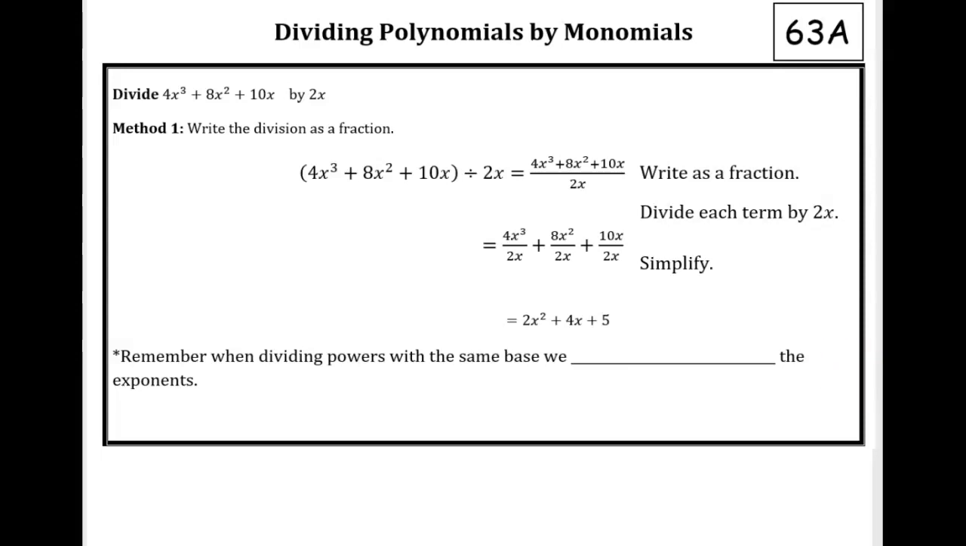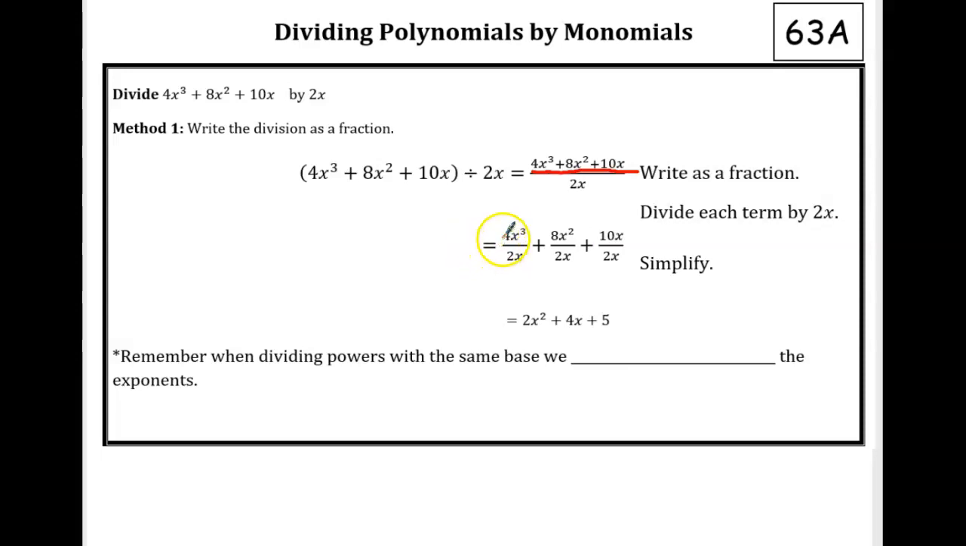All right, so we're going to start out. If we take 4x to the third plus 8x squared plus 10x and we divide it by 2x, I want you first to write it as a fraction. So take the first trinomial, write the fraction bar here, and then divide by 2x. And then you're going to take that trinomial and break it into individual terms and take each term and divide by, in this case, 2x.